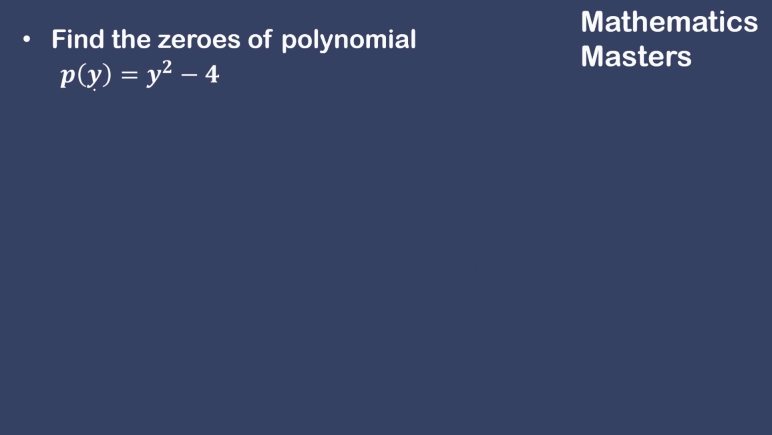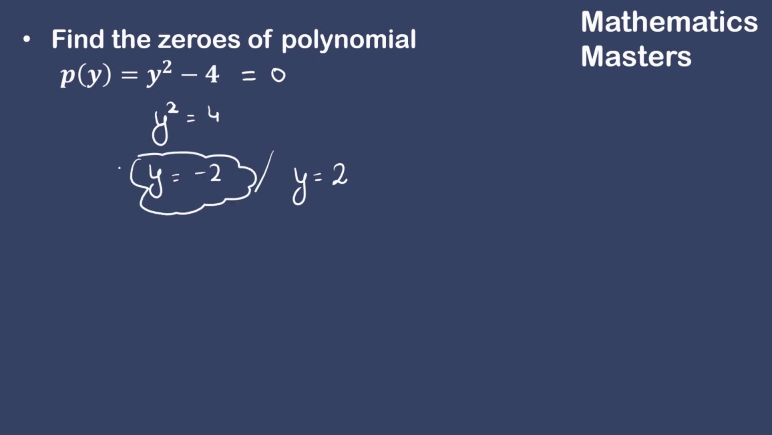p of y equals y squared minus 4. To find it, we substitute equal to 0 and solve for y. y squared equals 4. Now what are the possible values of y so that y squared will be 4? y could be minus 2, because minus 2 times minus 2 is 4, and also y could be plus 2. So there are two zeros of this polynomial: minus 2 and plus 2. So that is about the zeros of the polynomial.